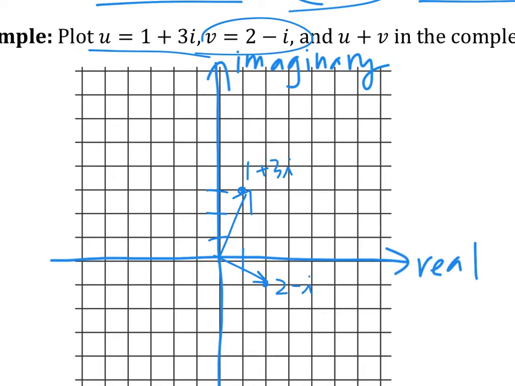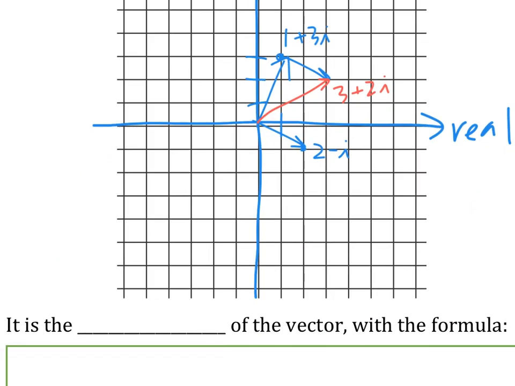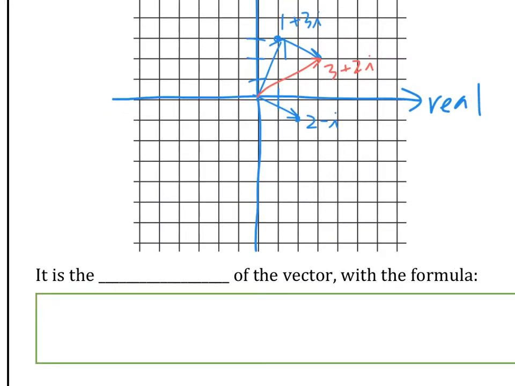Now go ahead and show me what u plus v is. If you were to add u plus v like two vectors, how would you do that? And how would you show me that in the complex plane? All right, if you recall, if you are trying to add u plus v, then you move v to the head of u. And so you would do this. And then the resultant vector is from the tail to the head, like that. So this is the resulting complex number, which is 3 plus 2i. If you kind of think of it as a vector, everything is pretty similar.